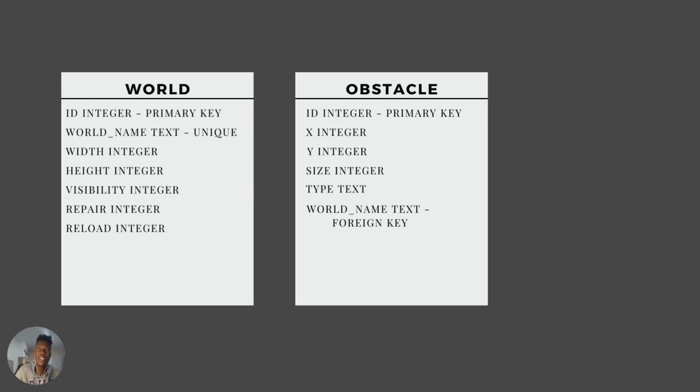And for every obstacle, we'll have the X and Y coordinates of the obstacle. We need to store those. We have the size of each obstacle. We also have the type of the obstacle, and the world that obstacle belongs to.